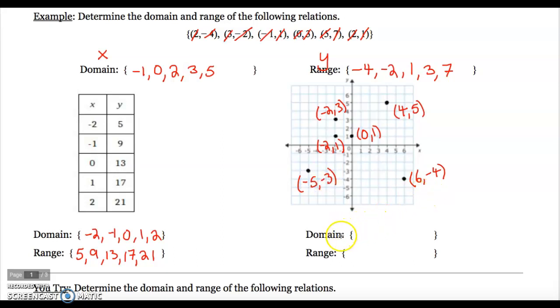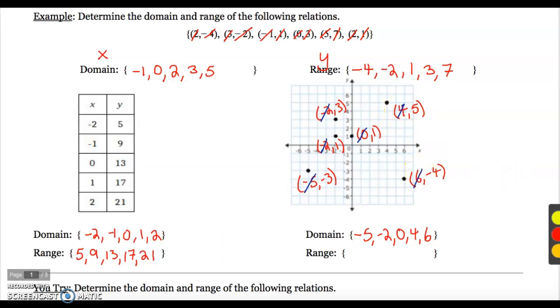All right, for my domain, I'm going to write all my X values in. It looks like my farthest left X value is at -5. And then I have -2, 0, 4, and 6. If you want to know how I was able to do that part so quickly, I just went left to right: -5, -2, 0, 4, and 6.